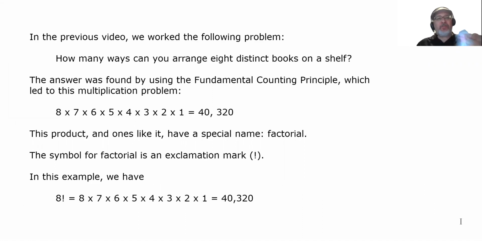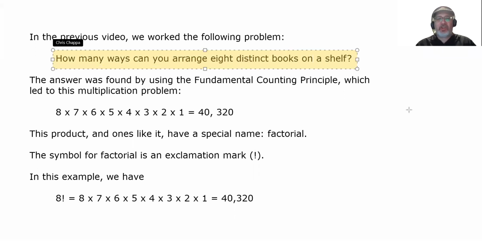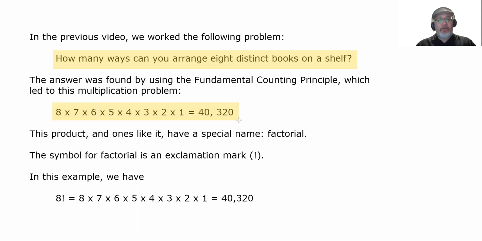Excuse me, in the previous video, we worked the following problem. I will highlight some things though. How many ways can you arrange 8 distinct books on a shelf? The answer was found by using the fundamental counting principle, which led to this multiplication problem: 8 times 7 times 6 times 5 times 4 times 3 times 2 times 1 equals 40,320. And I commented that I was a little ashamed that I didn't remember that answer.